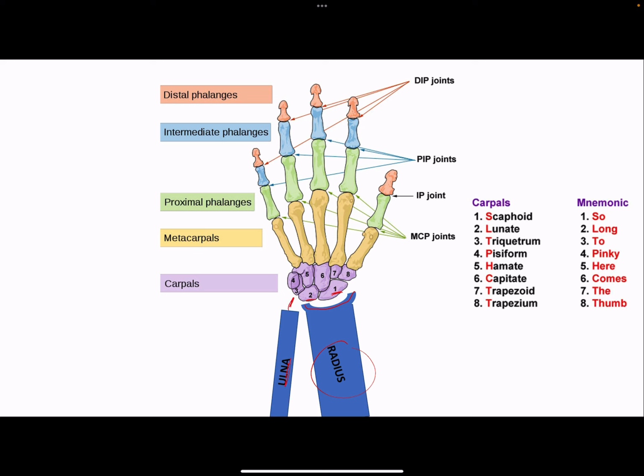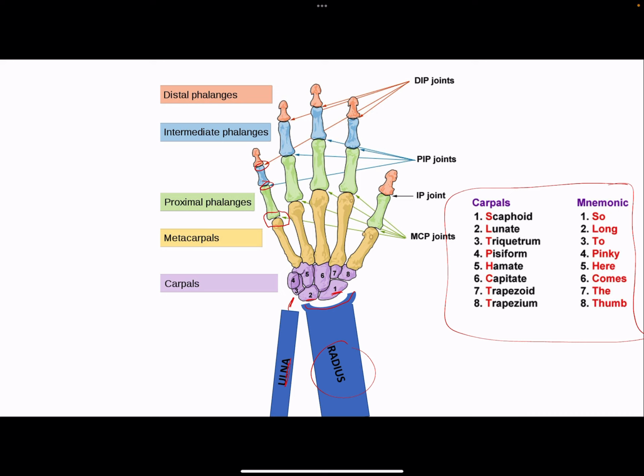We have our carpal bones, our metacarpal bones, proximal phalanges, intermediate phalanges, and then distal phalanges. In between the metacarpal and first phalanx, we're going to have the MCP, metacarpophalangeal joints. And then we have our interphalangeal joints. Well, we have the proximal interphalangeal joint, and then we have the distal interphalangeal joint. I would use, this is like the best mnemonic ever made.